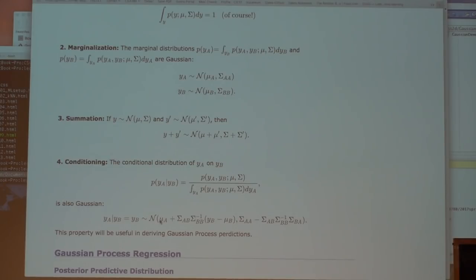It's basically the mean here plus this term, and I will explain this in a minute. Let me show you a little demo.